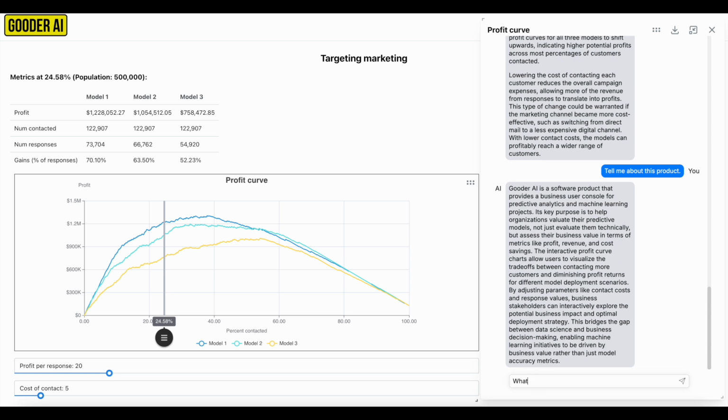Okay, so then what's the difference between valuation and evaluation?